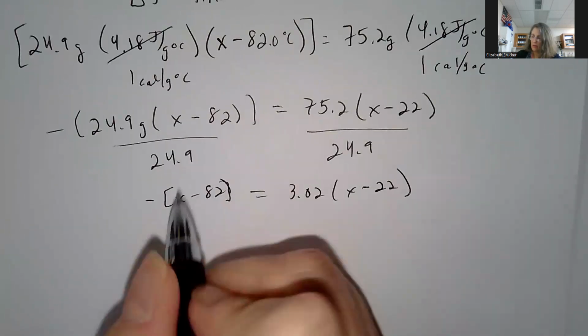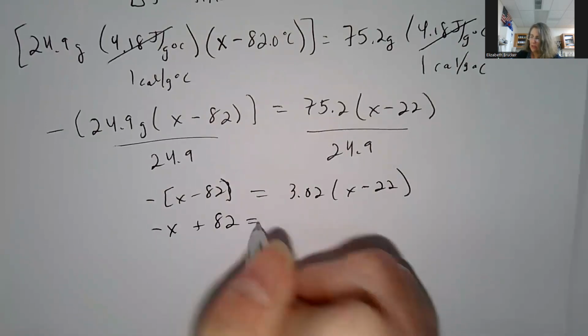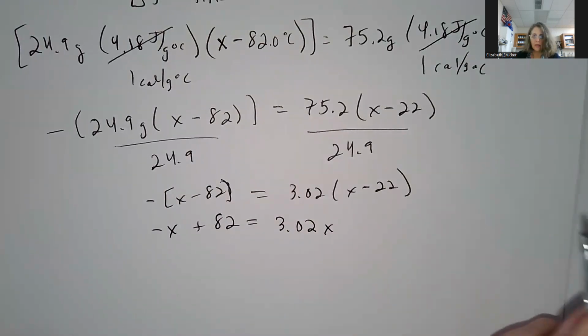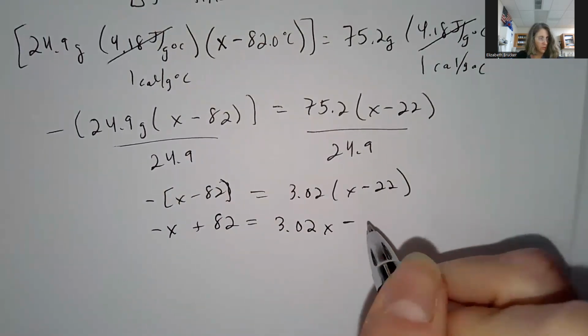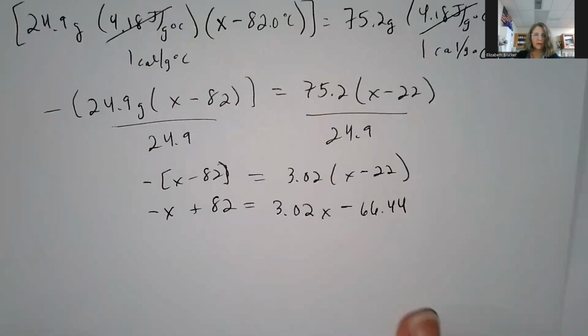Then I'm going to distribute my negative. So this is going to be negative x plus 82 is equal to 3.02 times x, minus 3.02 times 22, which is about 66.44. And we are going to have some rounding issues along the way.